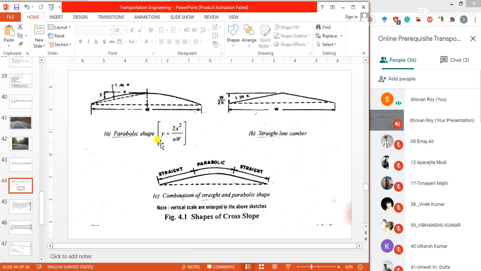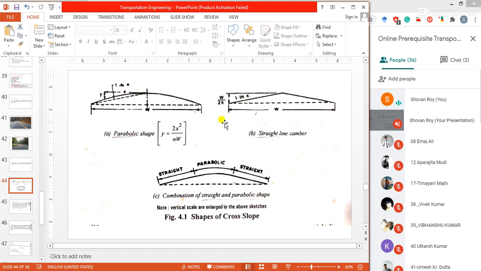Now these are the shapes. This is the parabolic shape. This is the straight line camber. This is the combination of straight line and parabolic shape. First, let us take the straight line camber. That could be easy for you.